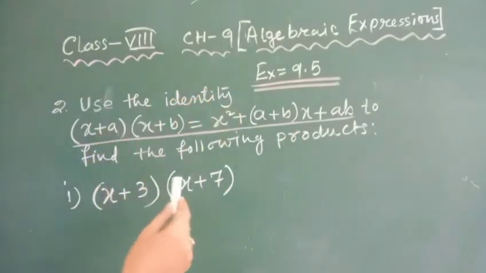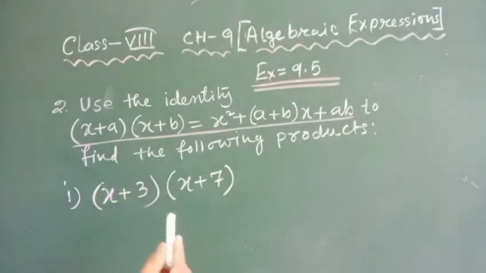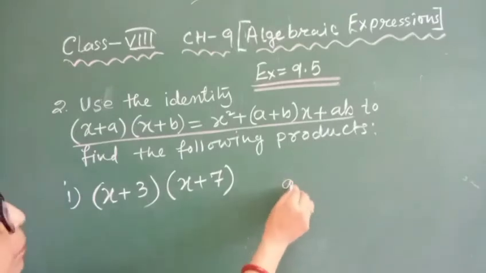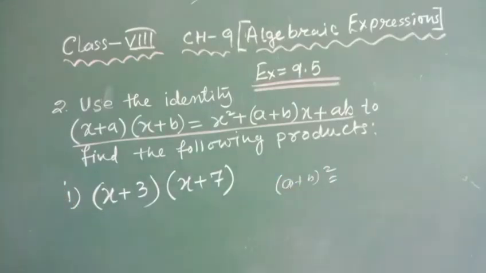Today we will do exercise 9.5, chapter 9, algebraic expressions. Question number 1 we have already done by using identities. The first identity: a plus b whole square. Do you remember a plus b whole square? We have done it by using this identity, and we have completed our sum.